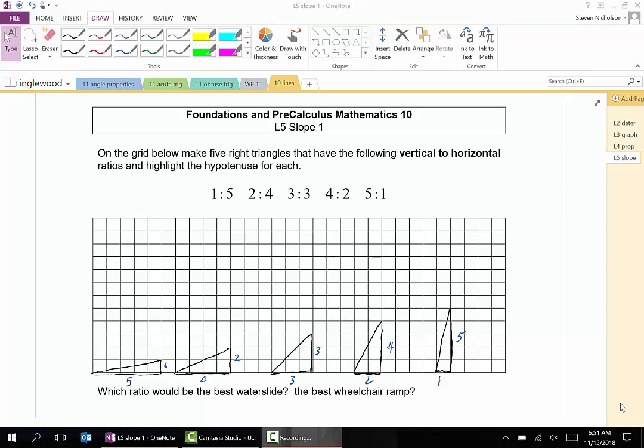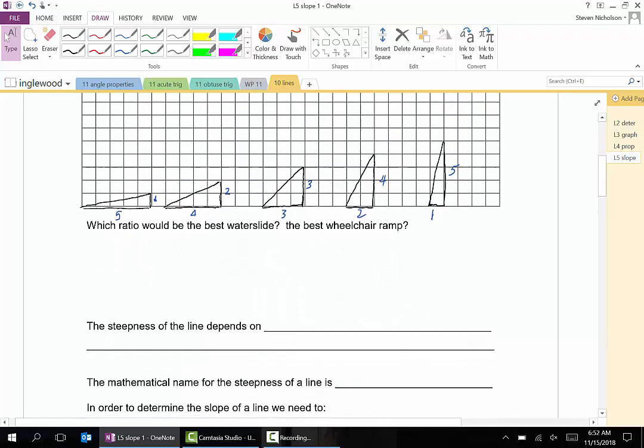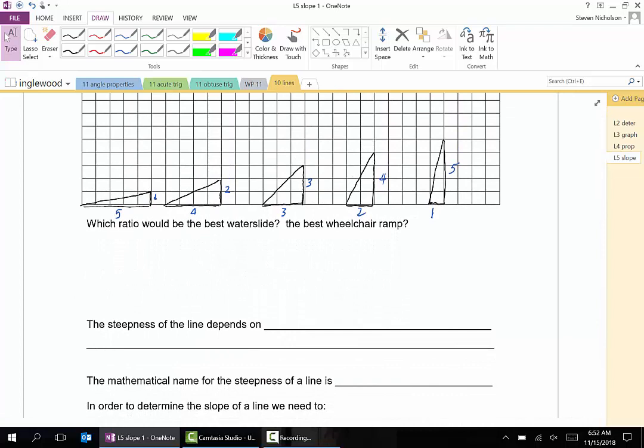Well, we started off the unit by looking at this idea of water slides and wheelchair ramps. So quickly redraw the pictures that you had. So you drew pictures like this. And what I asked is, which would make the best water slide? And the best water slide would be the triangle that had a ratio of 5:1.